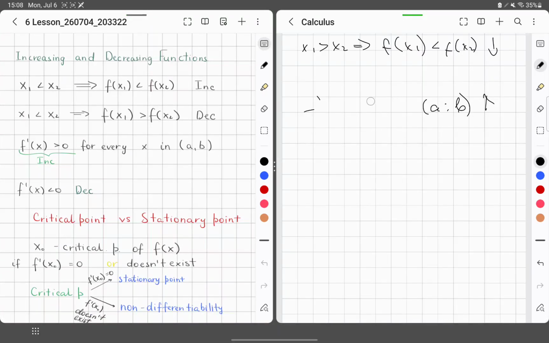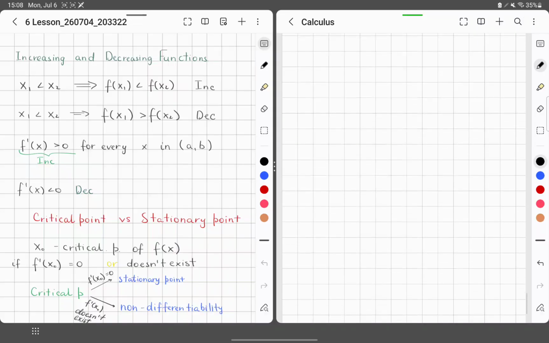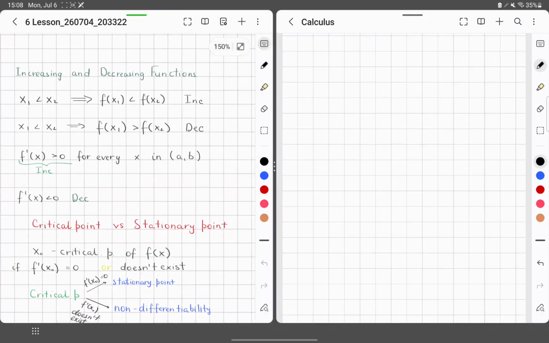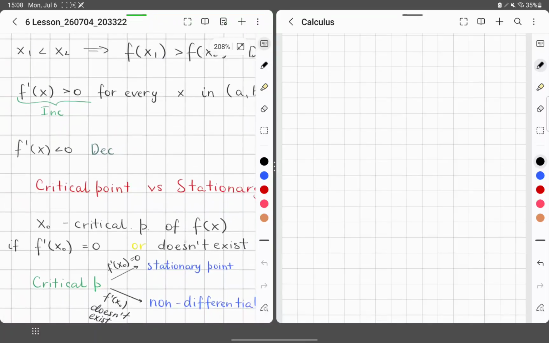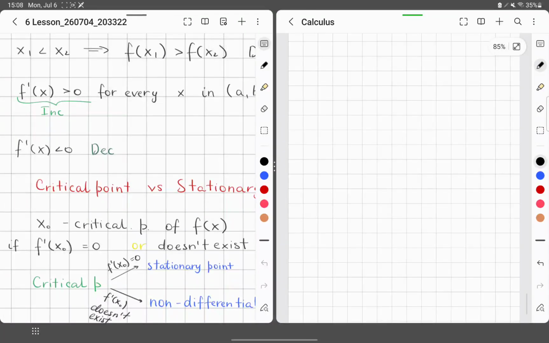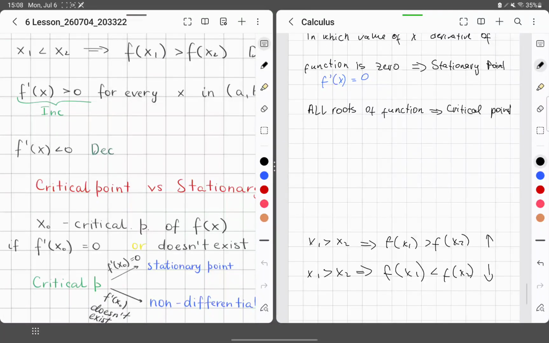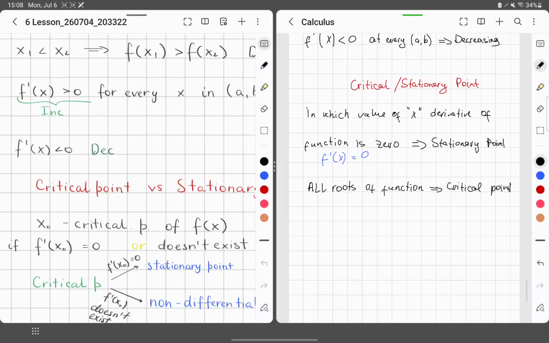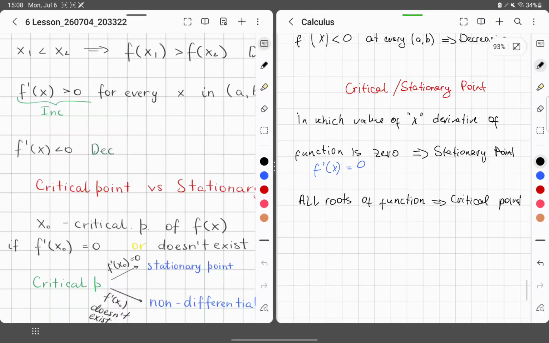What about the critical points? Okay, critical points, that's my teacher's note, but basically, let me show you this. The values of x at which the derivative of the function is 0, so which values of x make the derivative 0, those are stationary points.